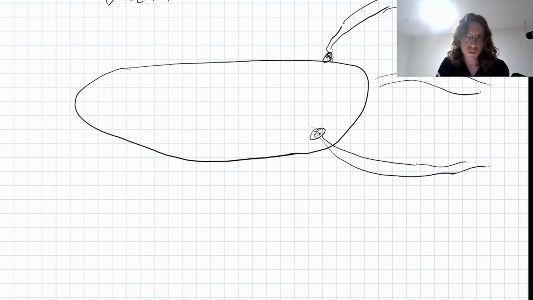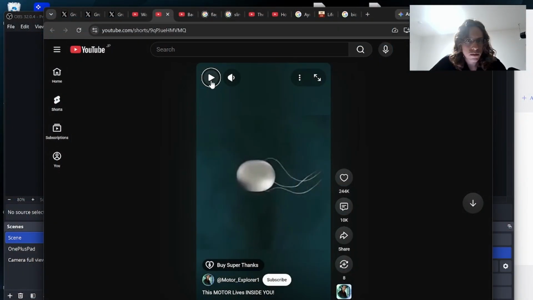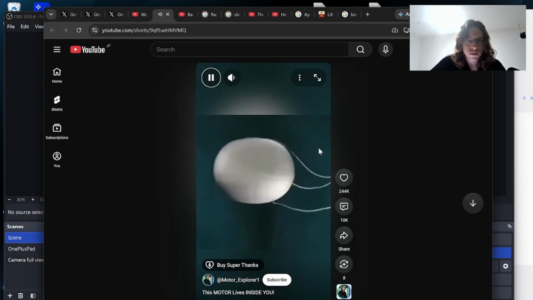It moves using what's called a flagellar motor. It's really just a tiny electric motor, and I'll show you maybe a video of how it works. One of the most efficient motors in the world.